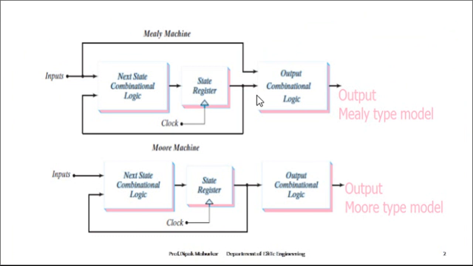If you observe the Mealy type, it is a sequential circuit whose output depends on the present state of the flip-flop and also the input. I repeat again, the output depends on the present state of the flip-flop and also the input. Then the Moore type model is a sequential circuit whose output depends only on the present state of the flip-flop. So these are the main differences.